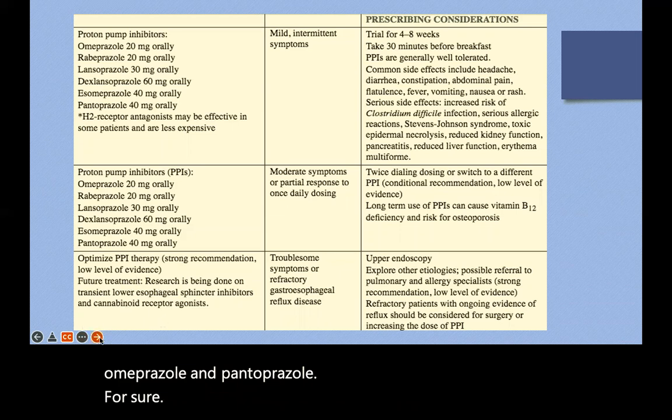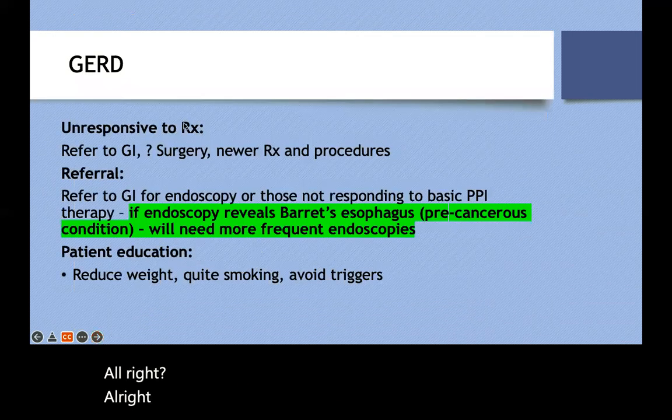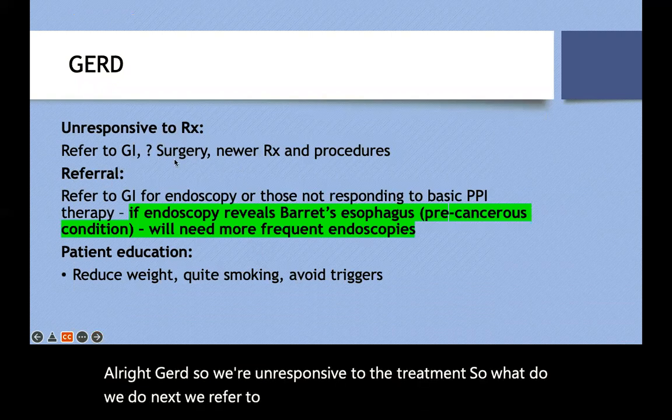All right, GERD. So we're unresponsive to the treatment. So what do we do next? We refer to the GI, of course. They may need to consider surgery, newer treatments, and procedures.